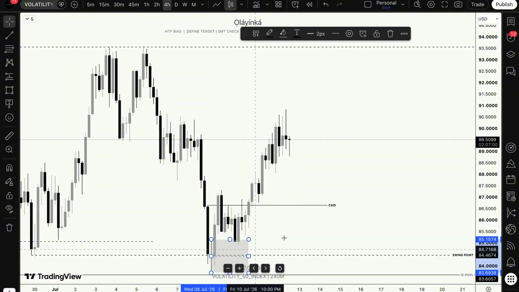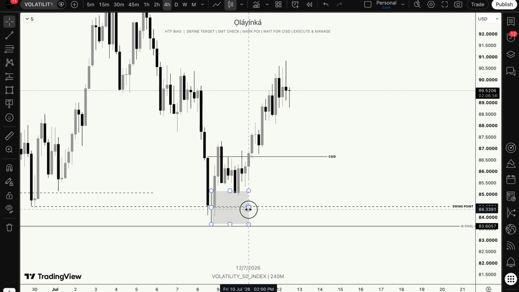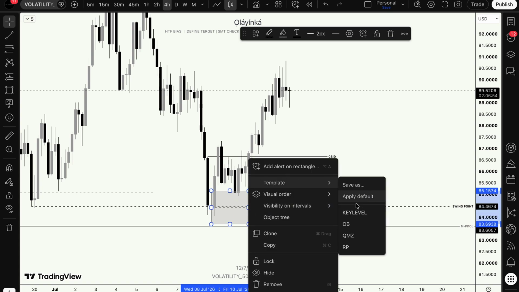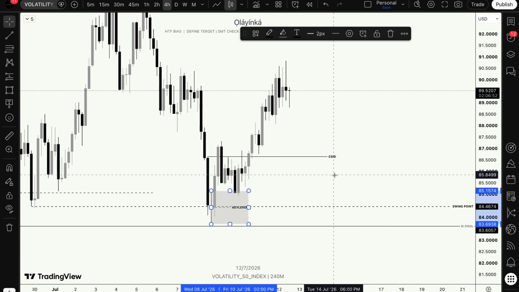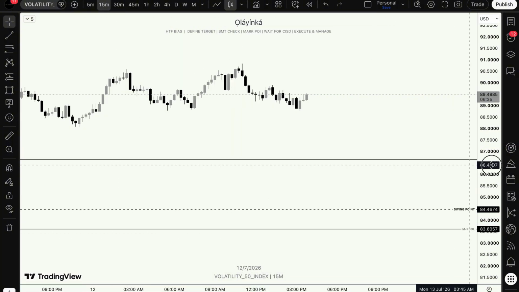So I want price to get to this key level, then I'll go below to the 15-minute time frame and check for my entry confirmation model. You understand? And buy. So when price dug into this POI, I went to the 15 minutes time frame.